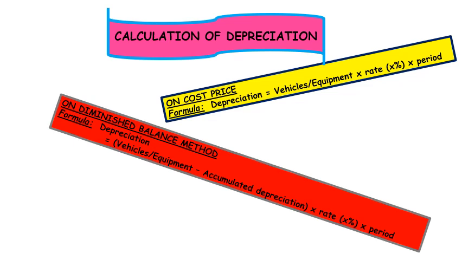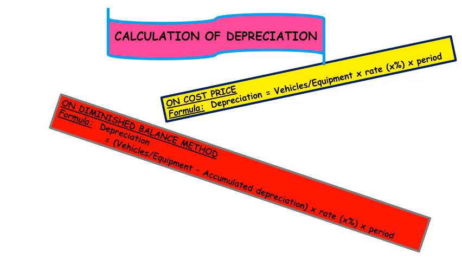So what is the calculation on cost price? The formula is very easy. It is the cost price of the vehicles or equipment times the depreciation rate, which will be a percentage, times the period of depreciation, which normally is a year if you have that vehicle or that equipment for the full accounting year.